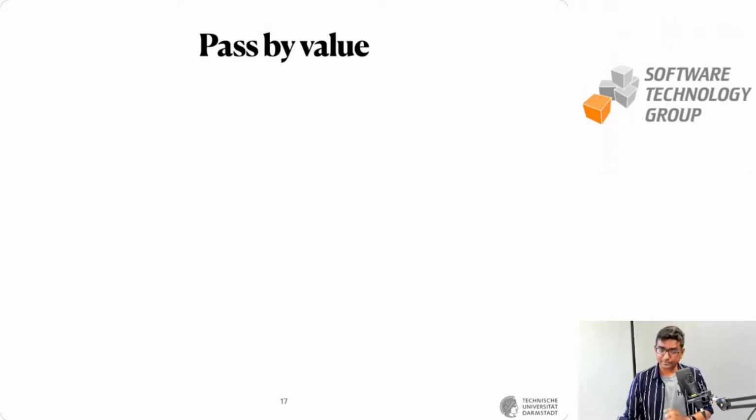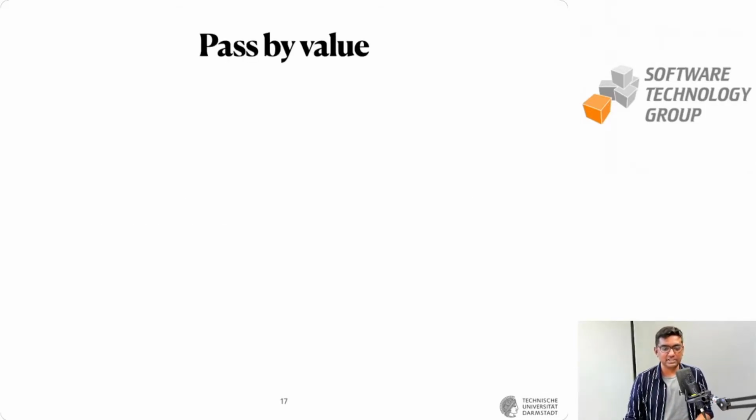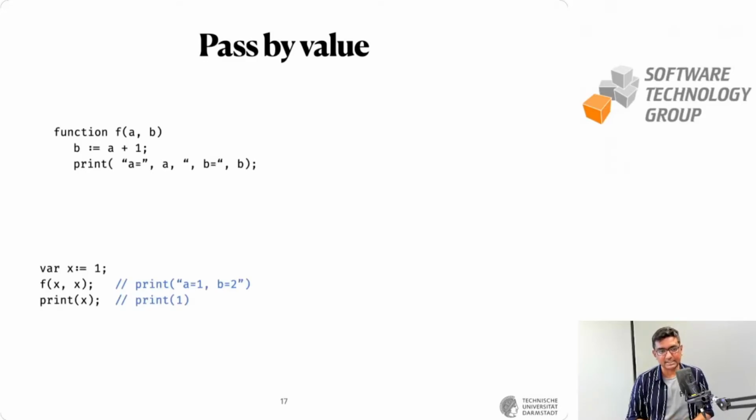Anyway, now that we've looked at different kinds of functions and different kinds of parameters, let's look at different ways in which parameters can be passed. The first one is pass by value. This is the most obvious one. Essentially, when you're invoking the function, whatever the values of the parameters are, these are used to perform the computation and the values returned.